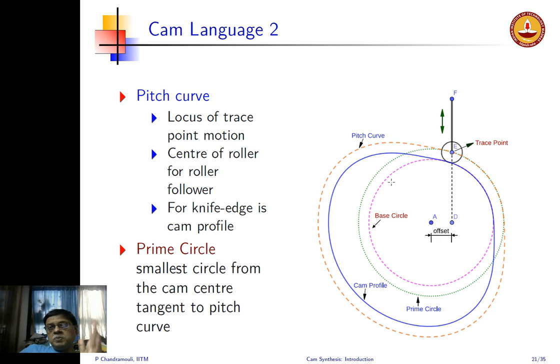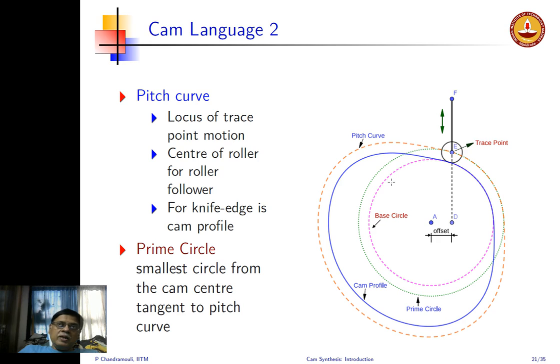So at this point, let's again summarize. You have now seen four terms. One is the base circle, which dictates the size of the cam, which is the smallest circle that can be drawn tangent to the cam profile from the cam center. You have the trace point, which is a theoretical point used to trace the motion of the follower. For the flat face follower, it is defined as the point of contact between the follower flat face and the cam profile at the base circle when the cam is at the base circle. For the roller follower, the trace point is defined as the center of the roller.